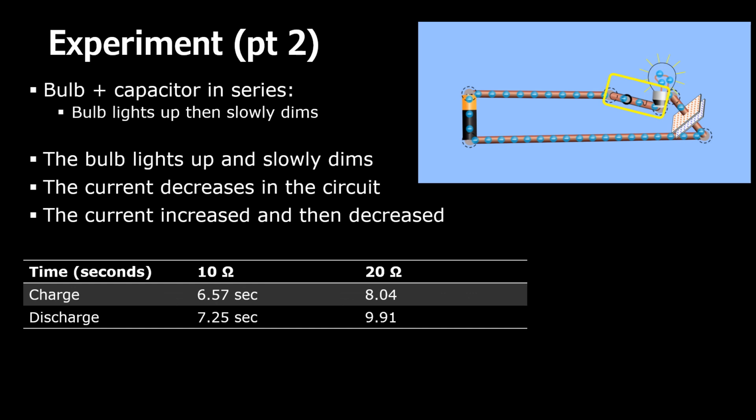So in the second part of the experiment, we have a bulb and a capacitor in series. At first we plug it in and the bulb lights up, and then it slowly dims as the capacitor is charged, and the current decreases throughout the circuit. It starts at its max and then slowly decreases until it gets to 0. Then we take the battery out and reconnect everything, and the capacitor serves as the initial source of the charge. The same thing happens again: the bulb lights up and then slowly dims, as the current rises to its max and is then slowly decreased after that.